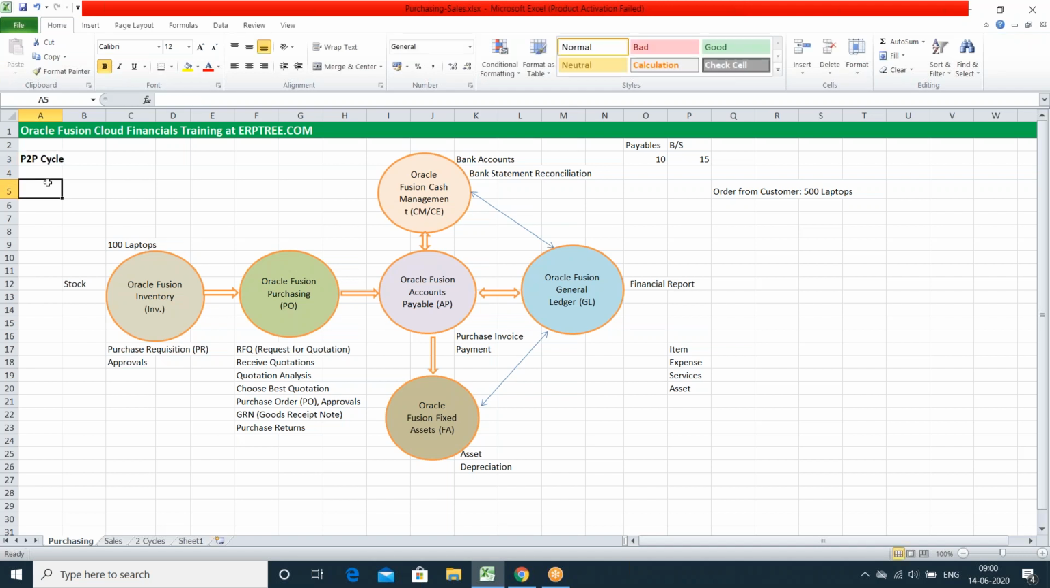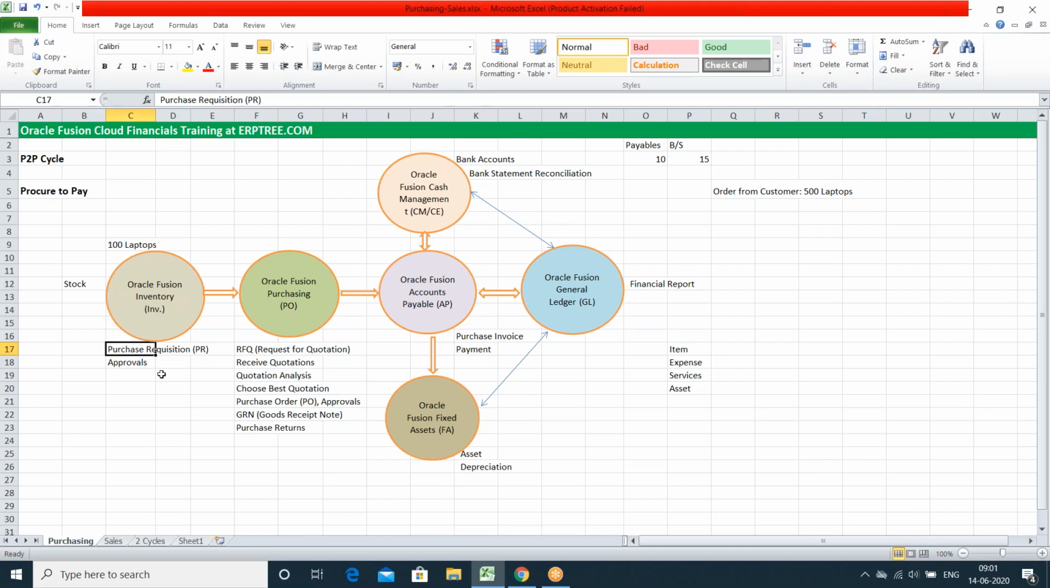P2P cycle. The first P stands for procure, the 2 means "to", and the other P stands for pay. Procure to pay. Right from procurement until we make the payment, these activities can be handled in this cycle. To procure, we take the initiative with the requisition, and then we make the payment.